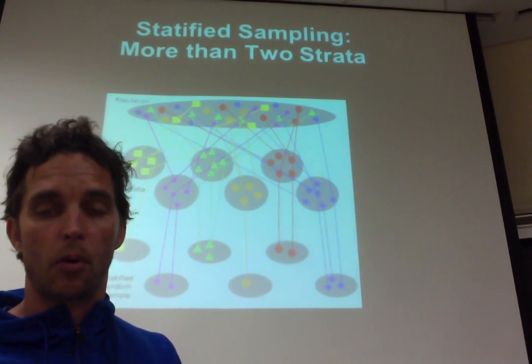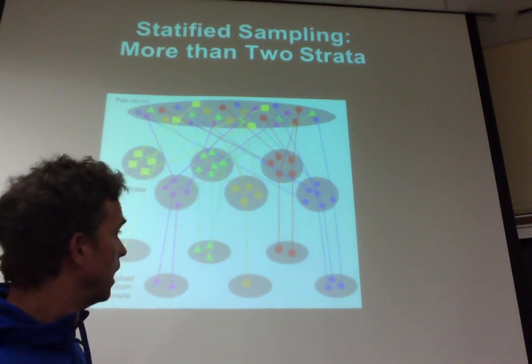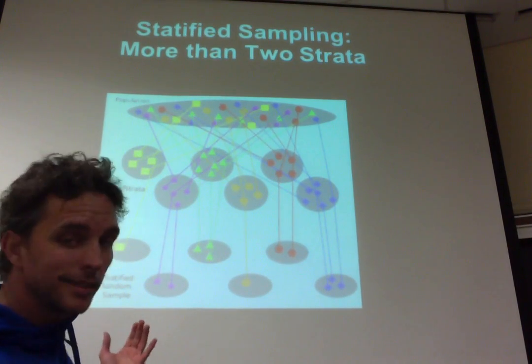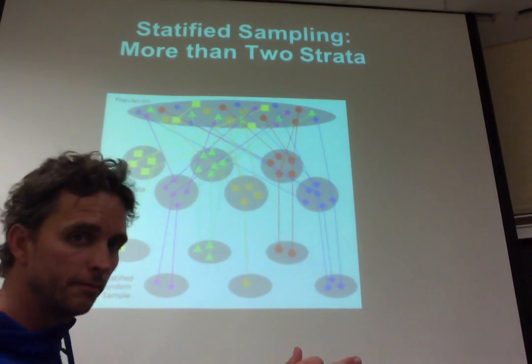That's going to be really important when we look at the next sampling scheme. I guess that's all I want to say about that. Remember, you're breaking up into strata, and you sample from each stratum. Slide.